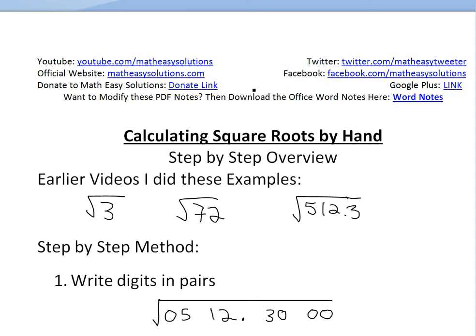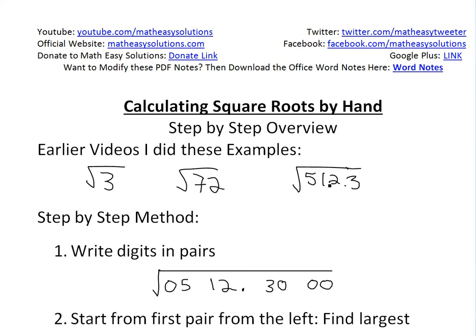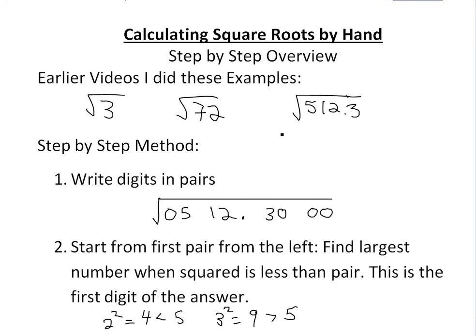Here to discuss another video on calculating square roots by hand, but now going over a step-by-step overview. In my earlier videos, I went over these three examples: square root 3, square root 72, and square root 512.3. But I didn't really explain the steps in depth, so I'm going to go over this example right here, which is my last video. You can see that in the video link below, as well as these. Basically, I'm going to go over it step by step of this method right here.